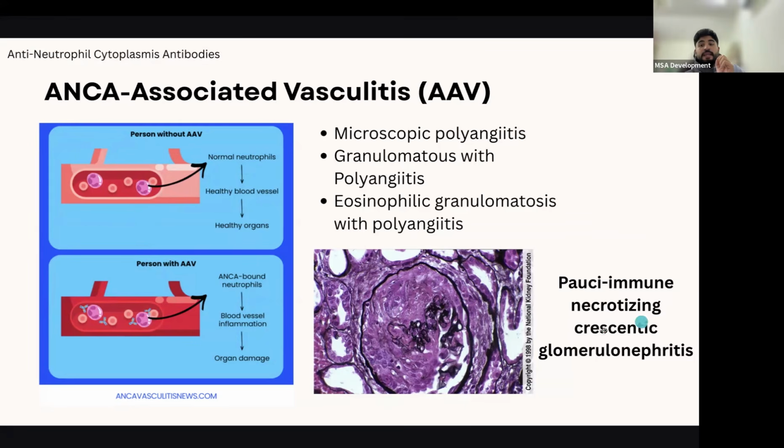Okay. Now, one thing that you guys need to remember off the slide is that they're going to have pauci-immune necrotizing crescentic glomerulonephritis. Very high yield, extremely high yield. Like all these 3 diseases are going to share the same finding: pauci-immune necrotizing crescentic glomerulonephritis.